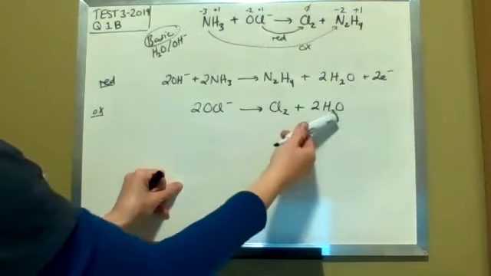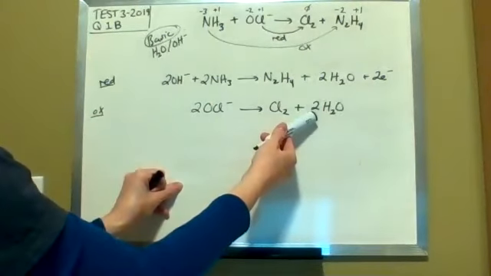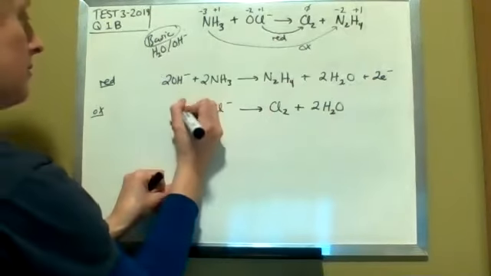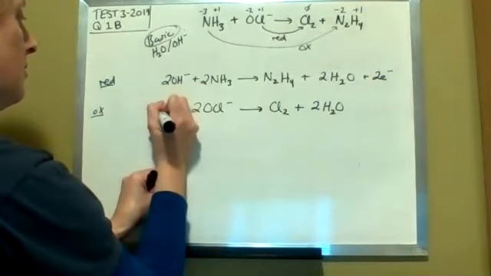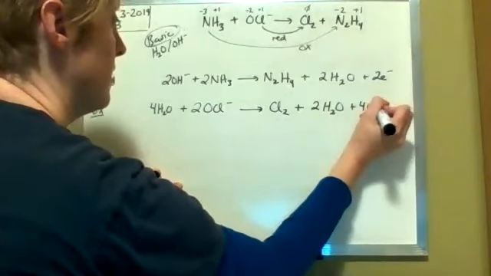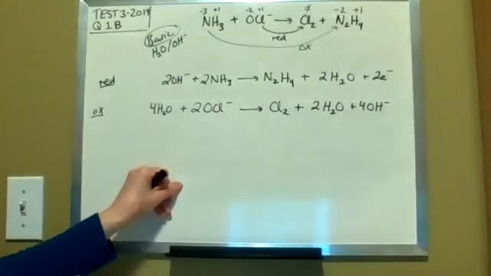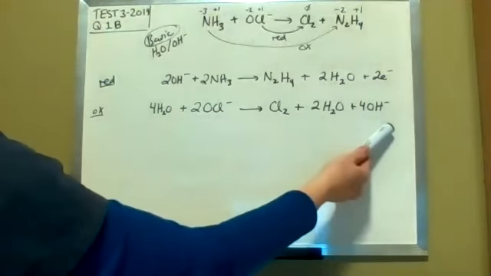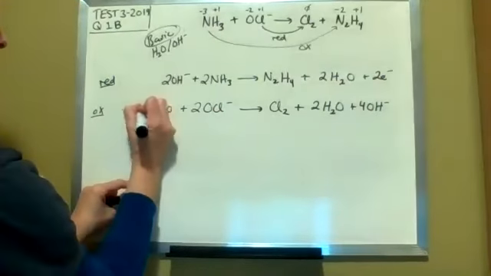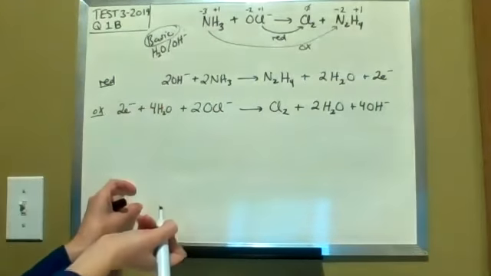Now our hydrogen, so I'm going to have 4 hydrogens, which means I need to add 4 water, 4 OH minus. So 4 water plus 4 OH minus. And the last thing that has to get added on here are electrons. So I have a total of -4 on this side, total of -2 on this side. So we need to add 2 more electrons to this side.